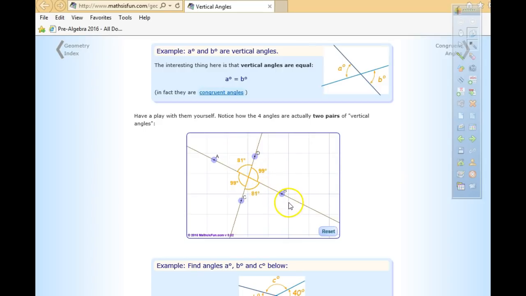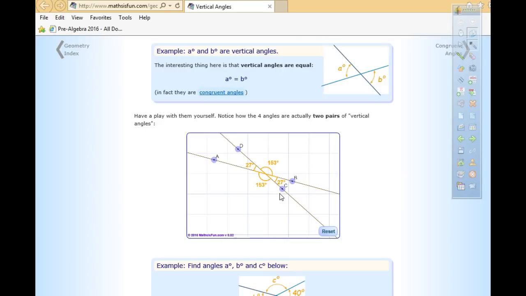Vertical angles are always going to be congruent, or equal, and it doesn't matter how I move point B along here. It doesn't matter if I move point D, as long as my 2 lines intersect, I'm going to notice that those angles are always, always, always the same measure. Vertical angles will always be equal, okay?